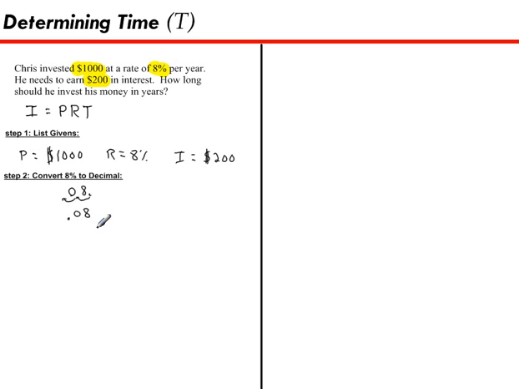And now that we've got our rate converted into decimal, we can go ahead and start filling in these values and solving for T, and that's step 3. I'm just going to go ahead and use this equation and start filling in my values for I, P, and R. My I is given in step 1 as 200. My P is the principal, and that's 1,000. The R is our rate, which was 8%, which we converted to 0.08 in step 2. And finally, the unknown, which is T in this case, the time.